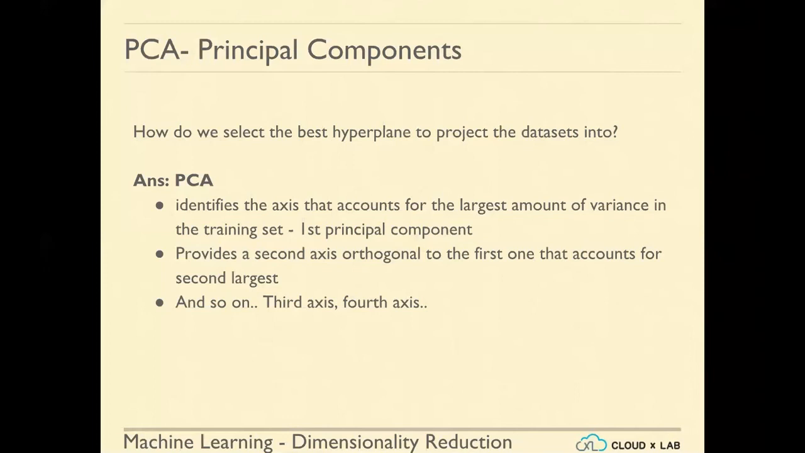Then we provide the second axis, which is orthogonal to the first one and accounts for the largest remaining variance, and so on. We keep doing that over and over again. After we have figured out the second axis, we figure out the third axis, and so on. The important part is that we should have an orthogonal data set.